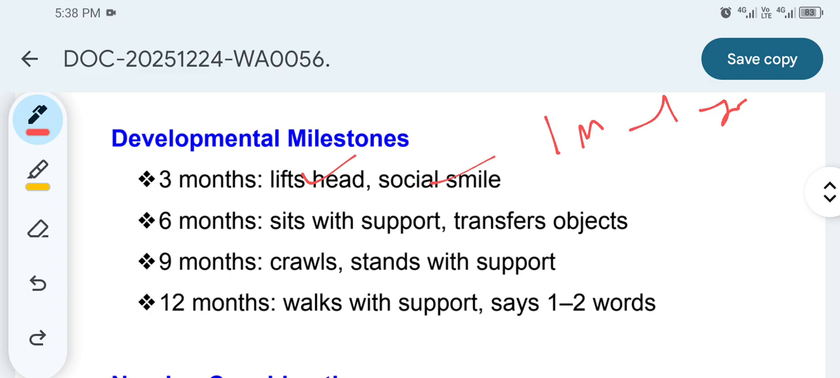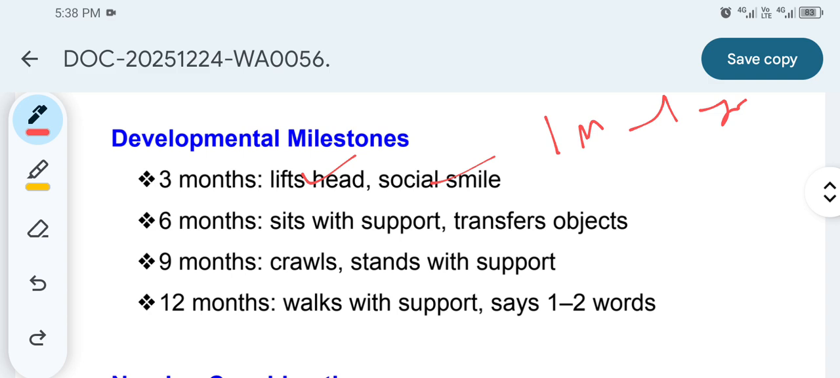So these developmental milestones are more like a stipulated time when something should be done. Just like in life, if it's a woman, by the time you are in your 26, 27, you should be able to get married. At 45, you have menopause. That's how development and growth occurs. So by the time the child is reaching 3 months, they should be able to lift their head. They should also be able to smile.